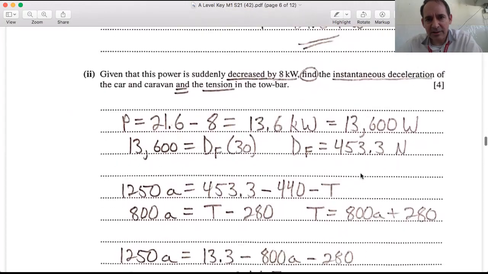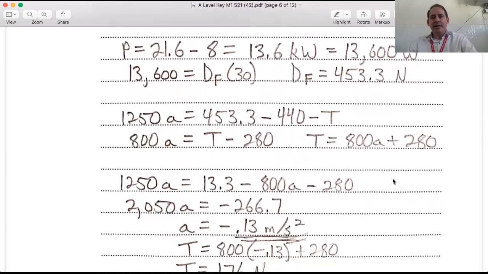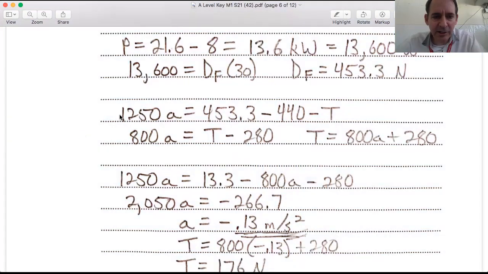Now, because of the power decrease, there is a deceleration that happens. So now that we have deceleration, we now have a net force. So our net force, using the mass of the car and the caravan separately, allows us to come up with simultaneous equations because we're solving for both acceleration and tension at the same time.